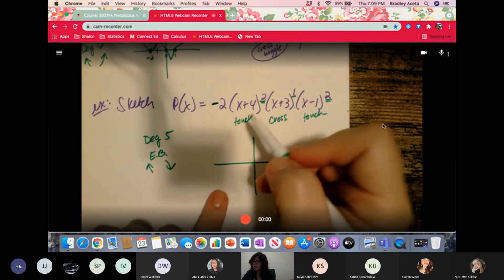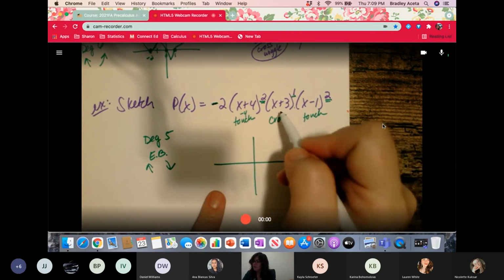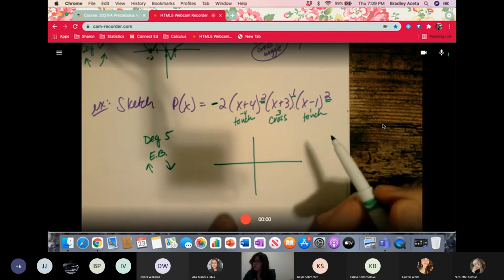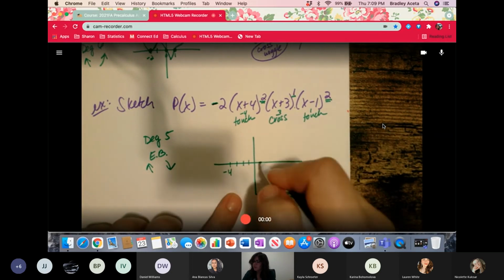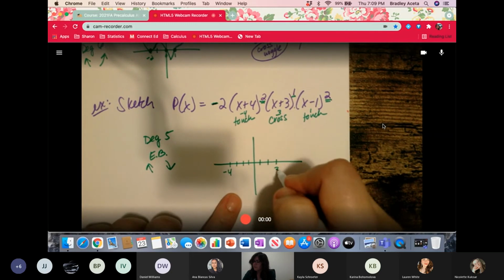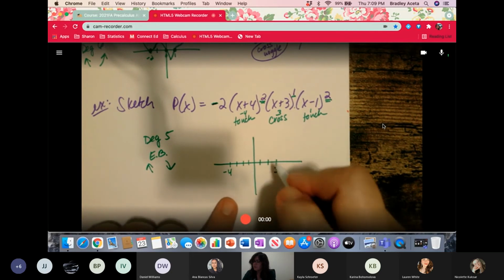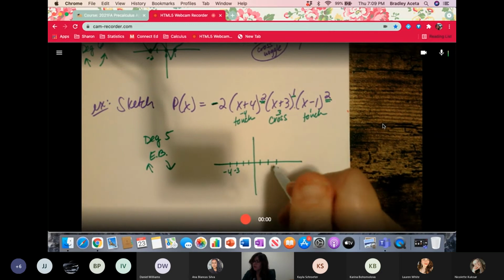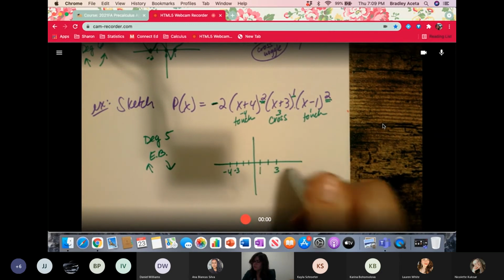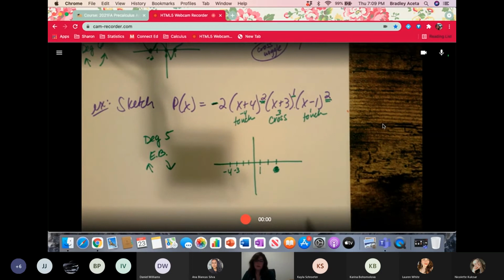I'm going to plot my zeros. This is -4, this is -3, this is 1. So -4, this is -3. Oh, sorry, -3, boom. And then this is 1. This one I don't need really.